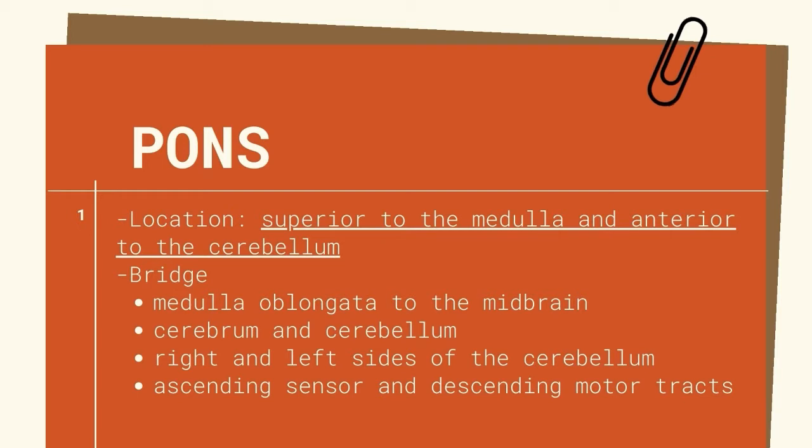So as you can see, it is located by the medulla and by the cerebellum. So you have connections there, or your pons will serve as the bridge. Okay, so the pons is a bridge that connects your medulla oblongata to your midbrain, as well as it connects parts of your brain with one another, such as your left and right sides of your cerebellum, as well as your ascending sensory tracts and descending motor tracts.